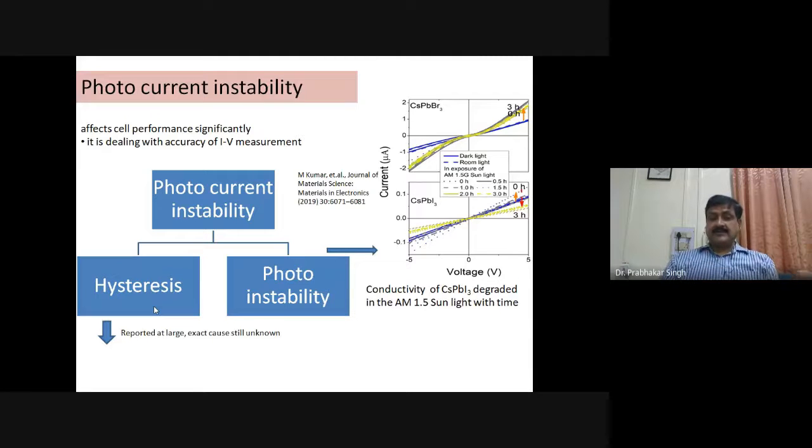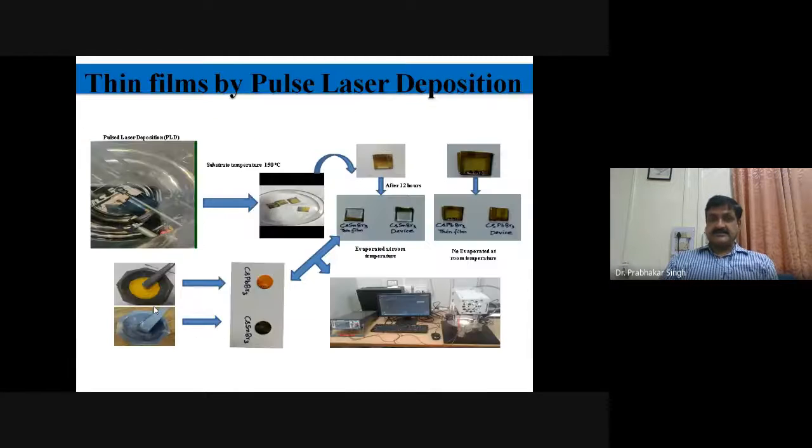So we started to think in this direction on hysteresis, and we prepared thin films of the material CsPbBr3 through the pulsed laser deposition system, PLD, recently established in our department last year. We looked into this matter, deposited the thin film, and tried to take the measurements.